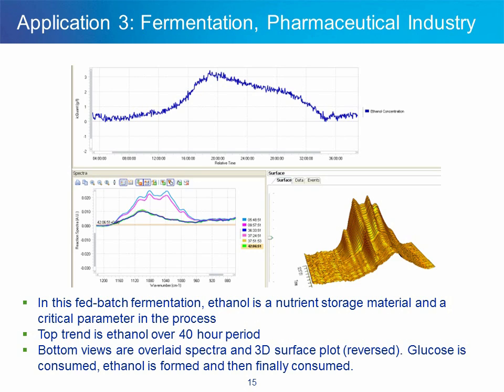In this fed batch fermentation, ethanol is a nutrient storage material and a critical parameter in the process. The top trend shows ethanol over a 40-hour period. Bottom views are overlaid spectra and a 3D surface plot which has been reversed. Glucose is consumed, ethanol is formed, and then finally the ethanol is consumed.